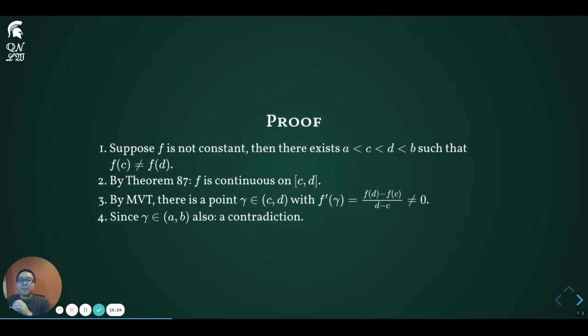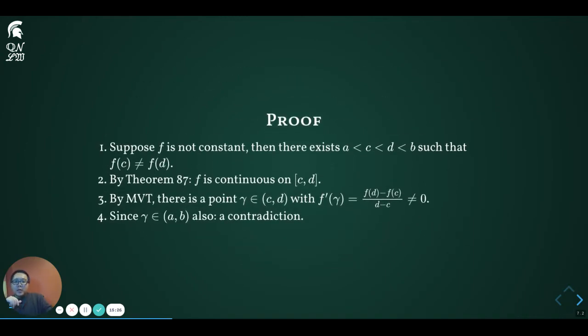Let's prove it. We will prove by contradiction. Suppose for contradiction that f is not constant. Then there are some points c and d within the open interval (a, b) such that f of c and f of d are not equal. This being what it means for a function to be not constant.